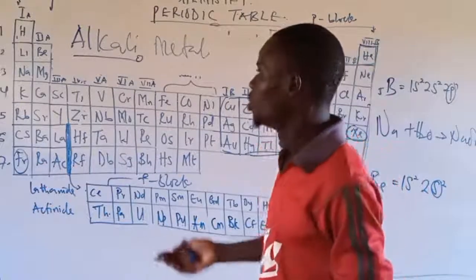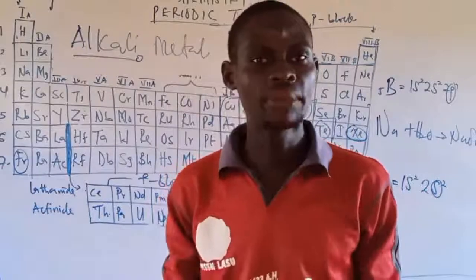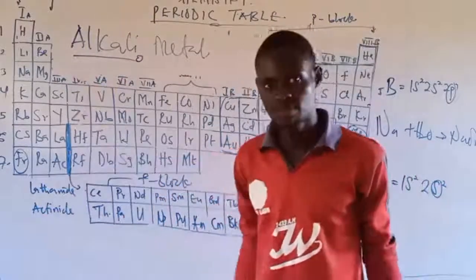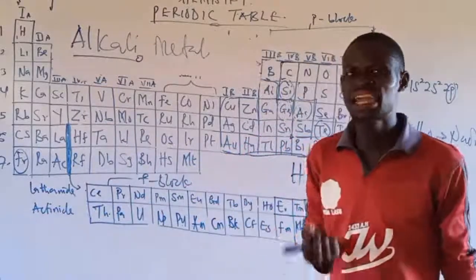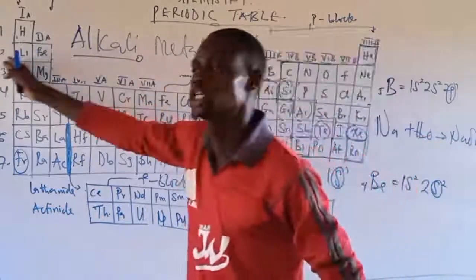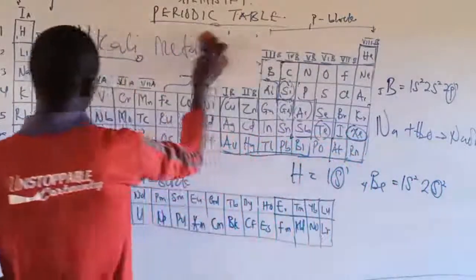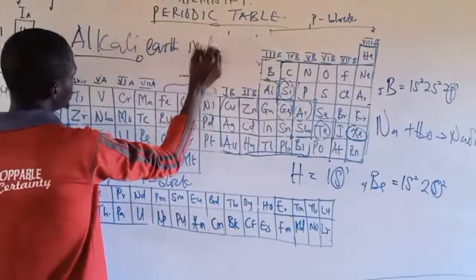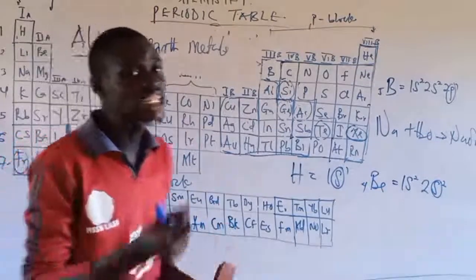Now, the group 2 elements are known as alkaline earth metals. These are the names given to them. They too react with water, but their reaction is much less than that of the group 1 elements. Their reaction with water is incomparable to the reaction of the group 1 elements. That's why we call them alkaline earth metals. That is the group name.